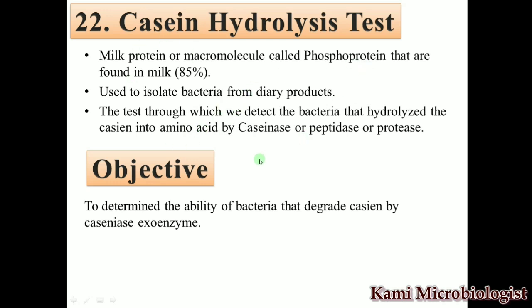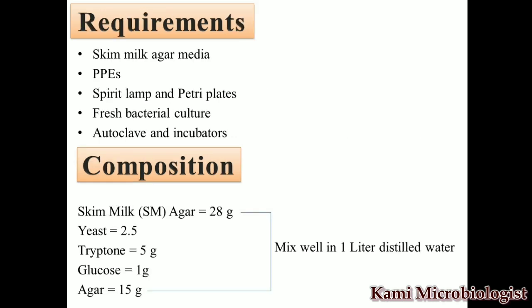Then we have the objective. This test is specially used to determine the ability of the bacteria to degrade casein by the action of the caseinase exoenzyme. The requirements: in this test we require skim milk agar media, personal protective equipment, spirit lamp and petri dishes. We need a fresh bacterial culture, autoclave and incubator. The composition of the media is skim milk 28 gram, yeast extract 2.5 gram, tryptone 5 gram, glucose 1 gram, agar 15 gram. We will mix all these ingredients in 1 liter and then we will autoclave it.